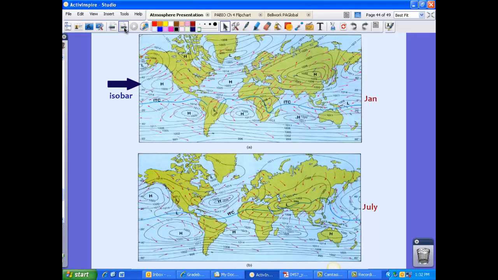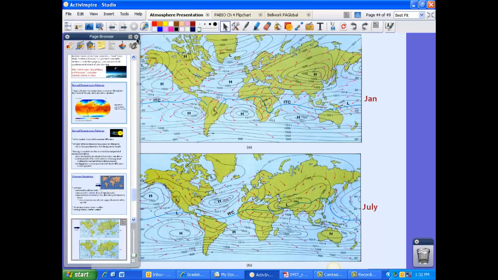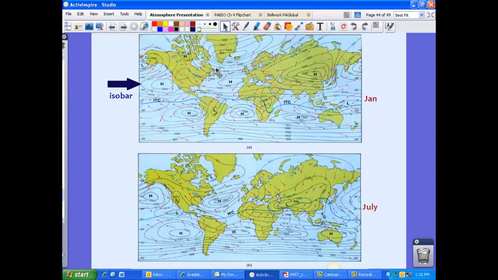Now this is just a larger map of the pressure variations throughout the year. And I have two for you. We have January and July. So I wanted just to point out to you, if you really get close into this map, you're going to see lots of differences in the Atlantic, the Pacific, and stuff like that. I'll show you some other examples as well.